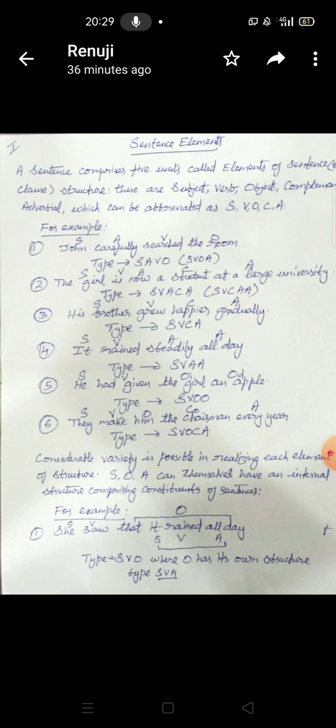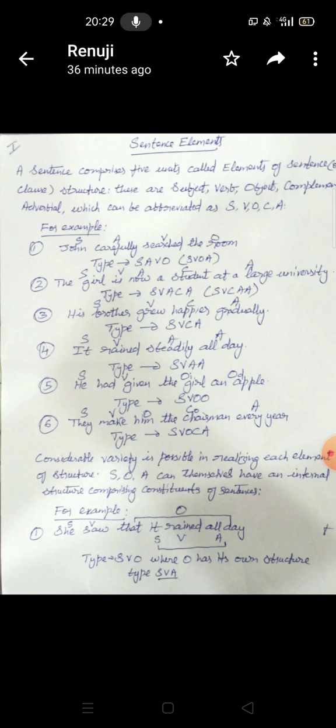She saw that it rained all day. Now let's identify the elements of this sentence. The subject is she, as you can see on this page, and the verb is saw. Now after this, she saw that it rained all day. That it rained all day is the entire object. But that it rained all day has its own internal structure. That, of course, is a conjunction that joins two clauses.